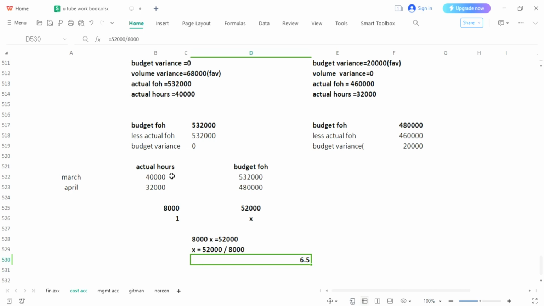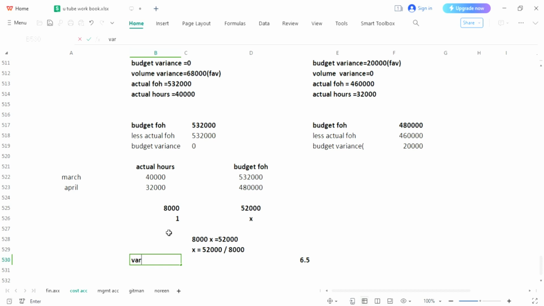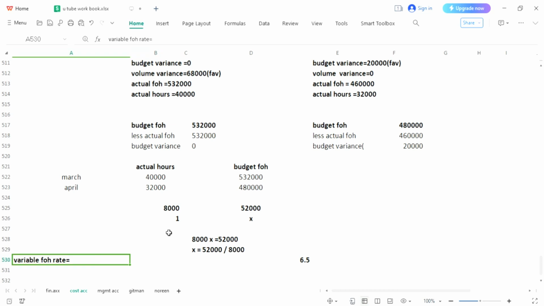As you can see, by changing your actual hours, your cost was changed. This was the definition of variable cost. At which rate has this cost changed? This is that rate. So finally we have observed this is the variable FH rate we have calculated, and that is 6.5. We can mention over here, 6.5 is the calculated variable FH rate.